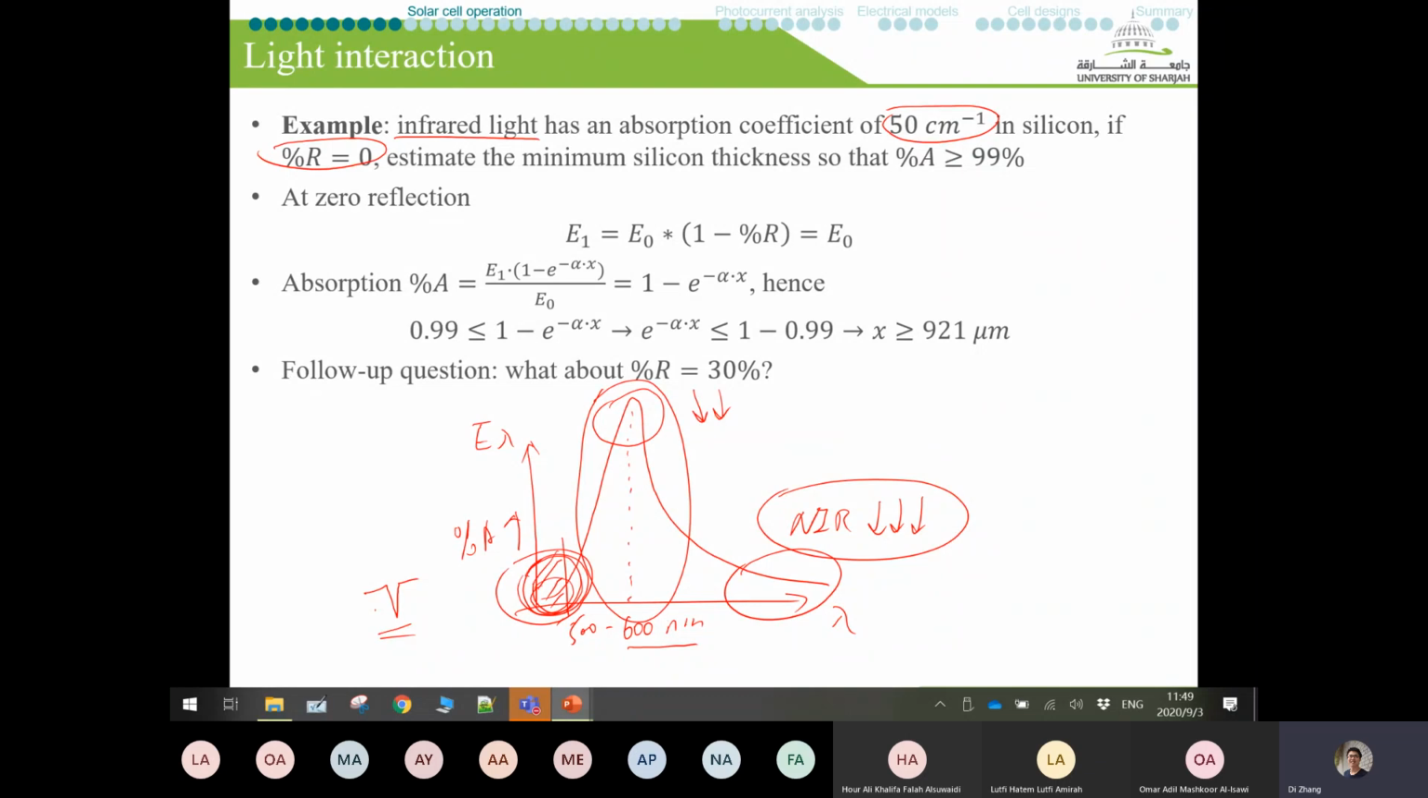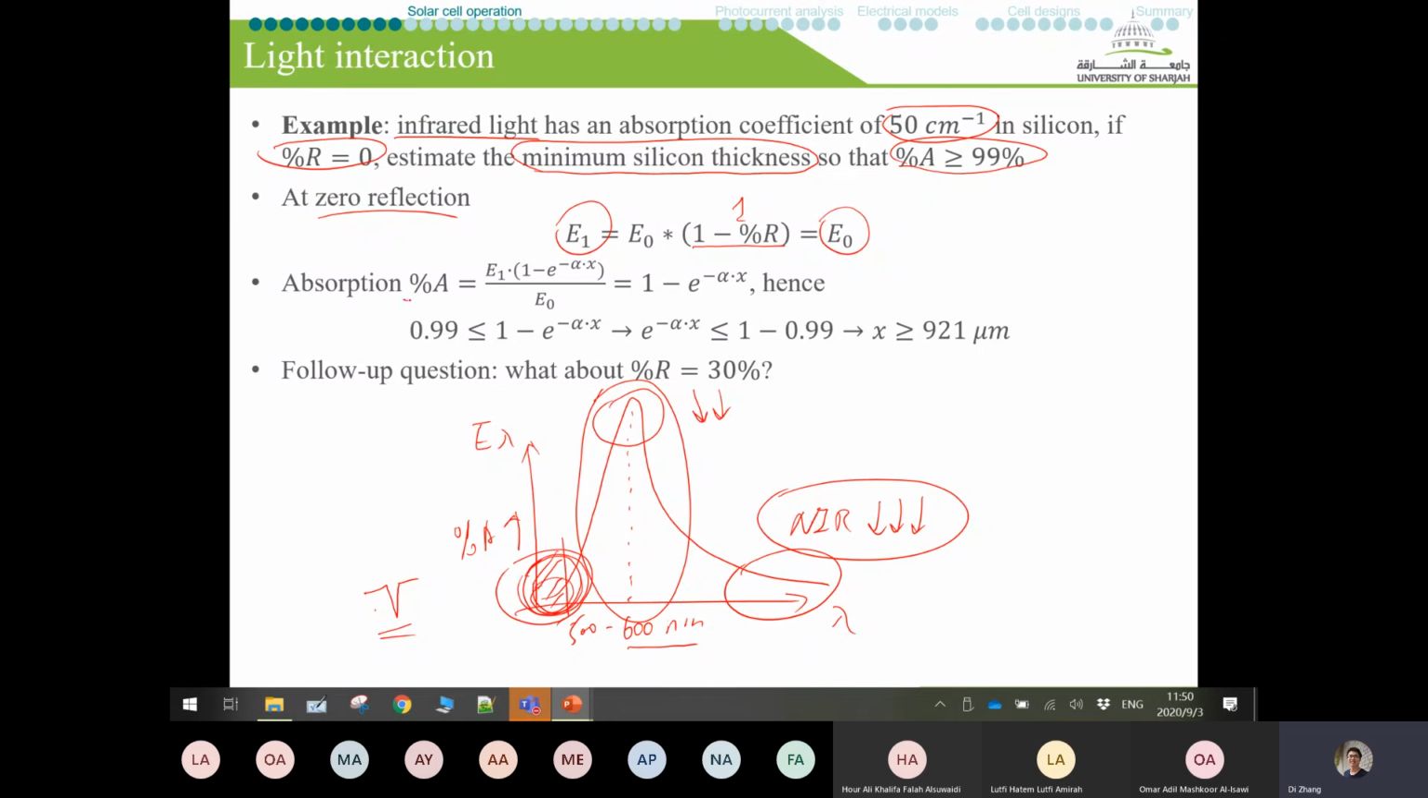Okay, so we would like you to make an estimation. Try to see what is the minimum thickness that we need to have in silicon, so that we have over 99% of absorption. Okay, so if we want to absorb over 99% of the infrared or near infrared light, okay, what is the minimum thickness that we need? Okay, so first of all, if we assume zero reflection, and from the previous equation, the 1 minus R, basically this equals 1. Okay, so basically E1 equals the incident irradiance E0.